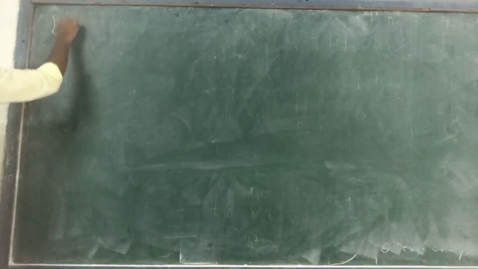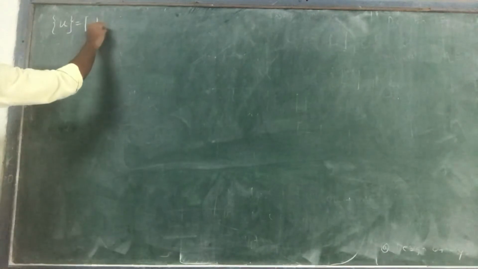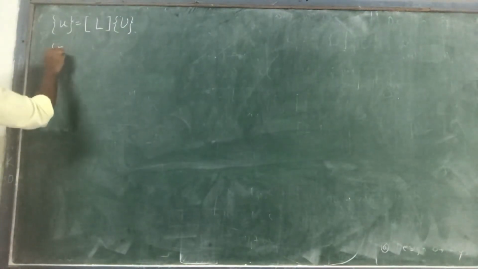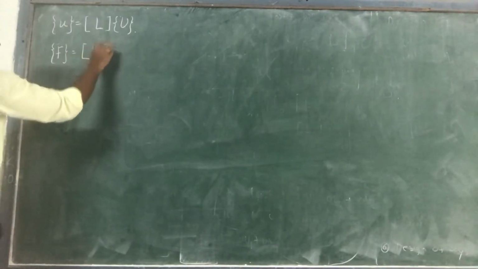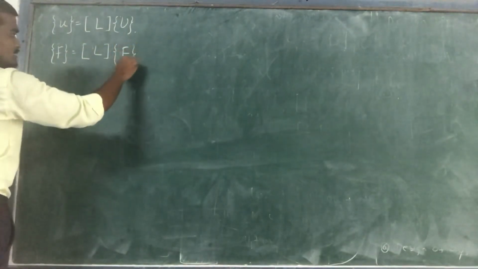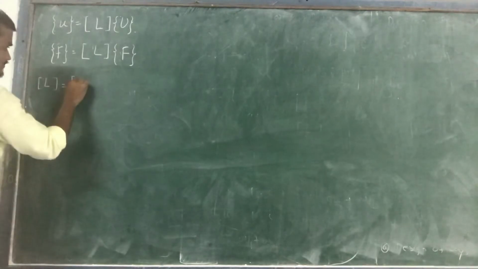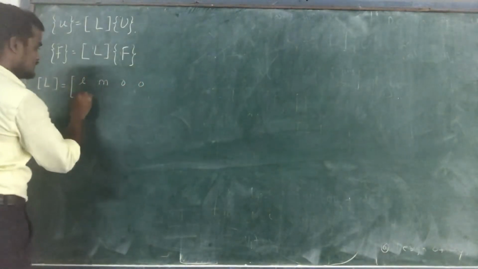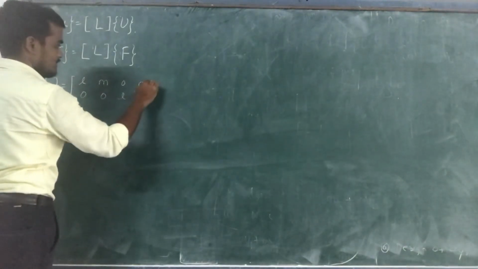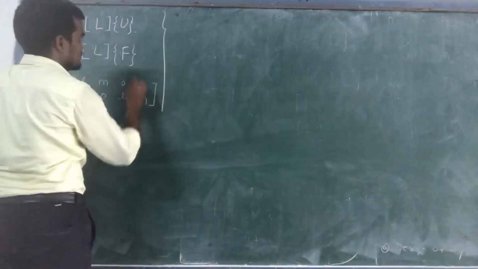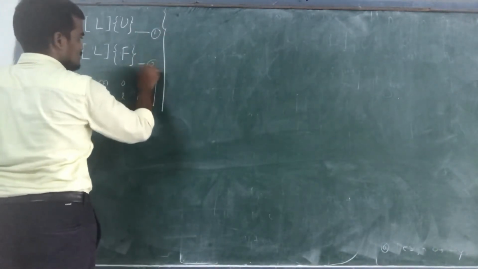So here we have two relations. First one is small u is equal to L times capital U, and small f is equal to L times capital F, where L is the matrix, and this matrix is nothing but equal to L M 0 0, 0 0 L M. Suppose this is equation 1.